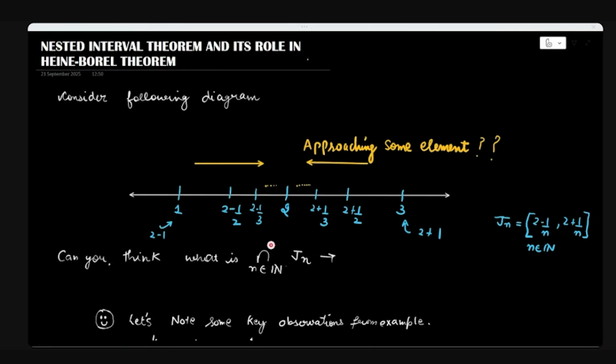Heine-Borel theorem. So first of all, consider the following diagram. Here I have drawn the intervals of the type Jn, where these are closed intervals from 2 minus 1 by n to 2 plus 1 by n, where n belongs to the naturals. So the question to the audience is, can you see which elements they are approaching, or in particular what sits inside the intersection of all the Jn's?